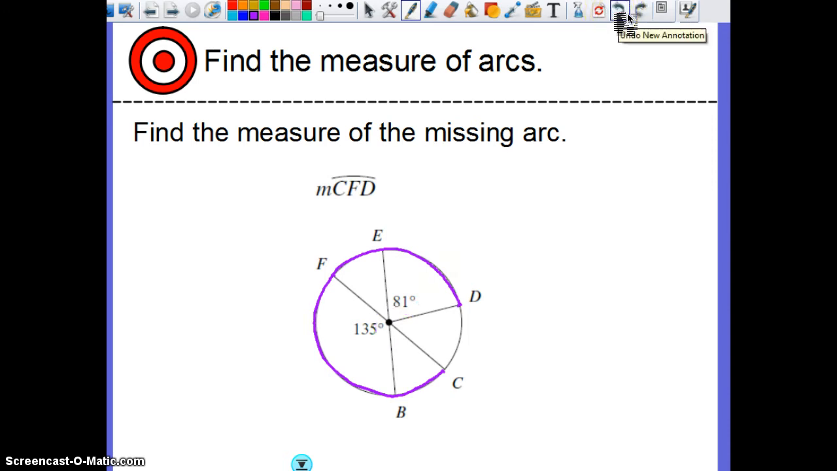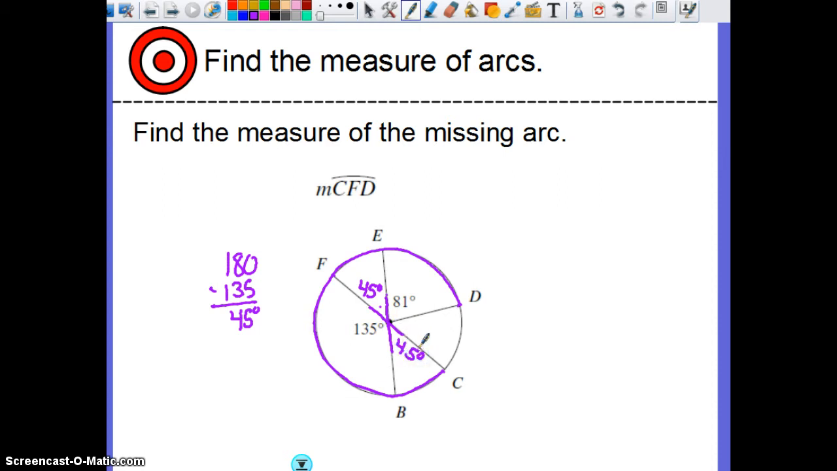Okay? So, well, looky here. I know that this right here, this is a straight line, isn't it? A straight line is 180 degrees. So if I do 180 minus 135, that gives me 45 degrees. So this angle right here is 45 degrees. Okay. And notice this angle is right across from this angle. And it's a vertical angle because this is a straight line, this is a straight line. So if this one's 45, this one's also 45.